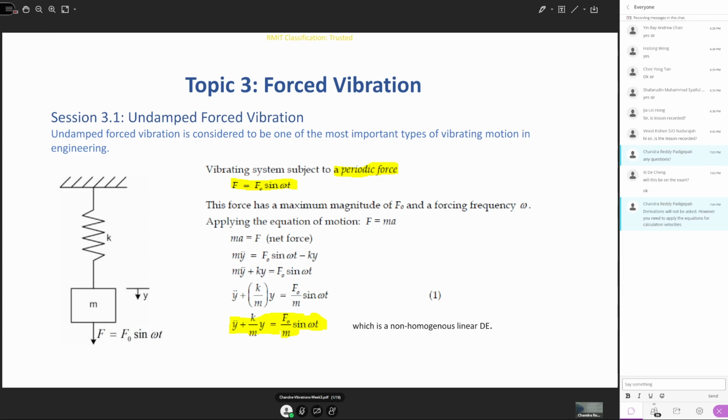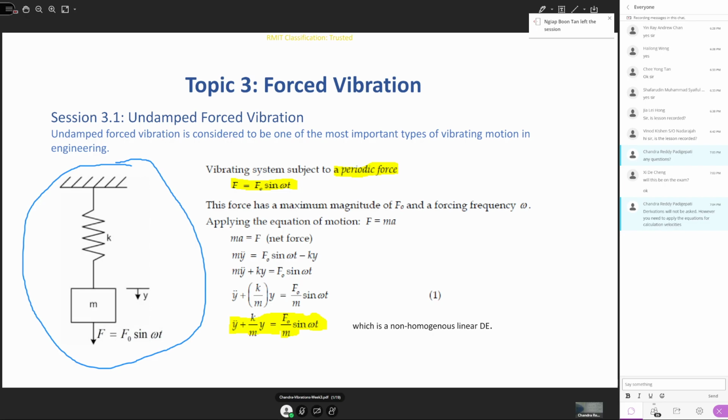Now let us move to the next topic, that is forced vibration. Again, we are going to study forced vibration in two parts. The first one is undamped forced vibration. That means we don't introduce the damper. Okay. So now let us look at this. Now focus on this system.